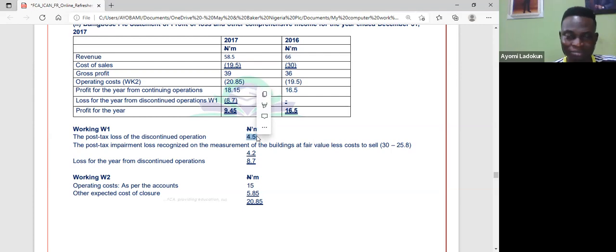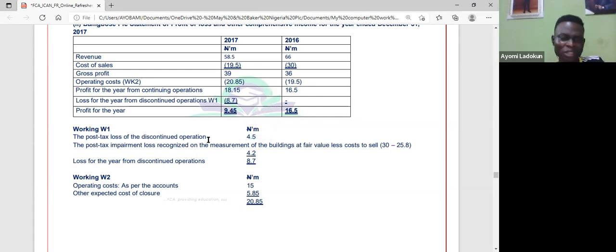Did you see that? 4.5. It was a loss. So when they say profit before tax, it's a loss. So since it is the post-tax profit or loss, when you say post-tax, that is profit after tax. But all we have here is profit before tax. But the issue is this: when a company makes a loss, they don't pay tax. So that means the loss before tax is also the loss after tax. Is that okay? So that's why it's 4.5.